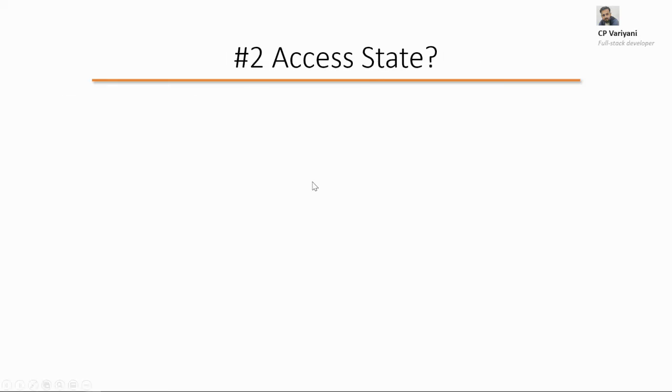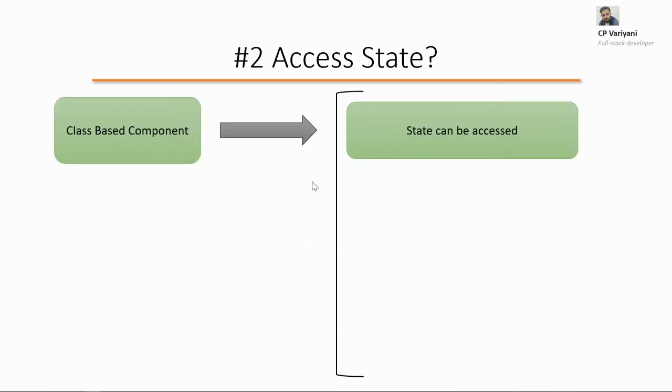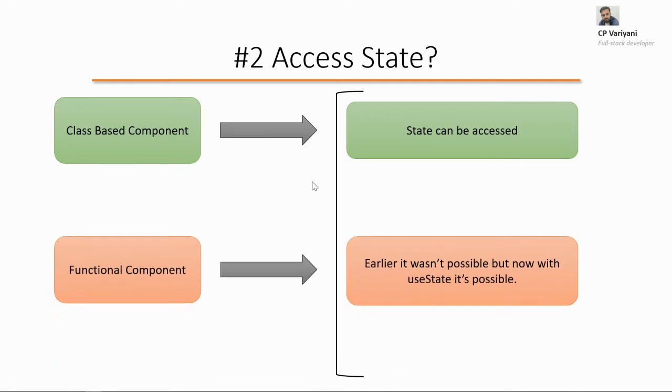Now let's focus on the next difference, which is accessing state. When React started in its early stage, accessing state was possible only in class-based components. It was really easy to access the state, and it was not possible in the functional component, and that used to be the major difference between class-level and functional-level components. But after the 16.8 React.js upgrade, we can also manage the state in the functional component.